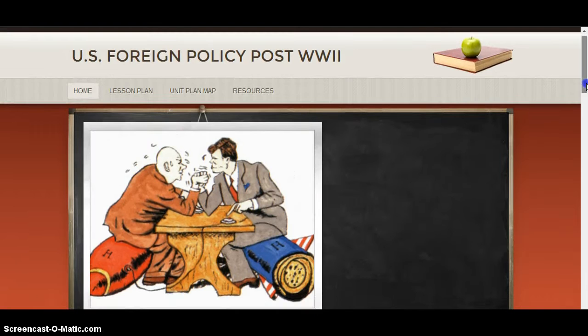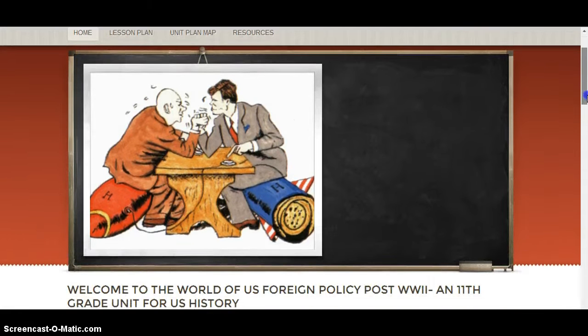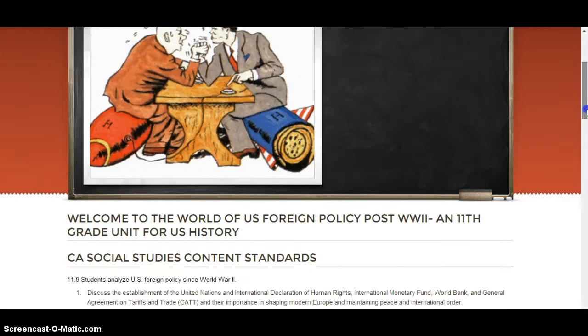So the title is U.S. Foreign Policy post World War II. Here we have Khrushchev and Kennedy having a good old game of arm wrestling over two nuclear weapons. Thought that was pretty funny.